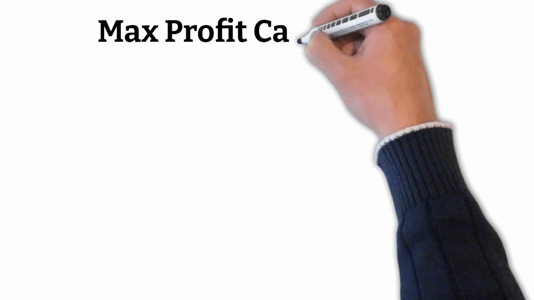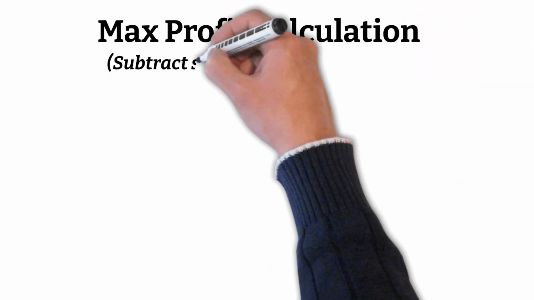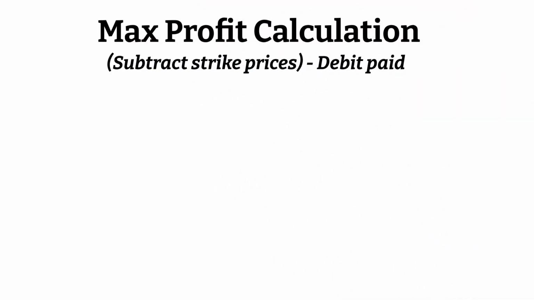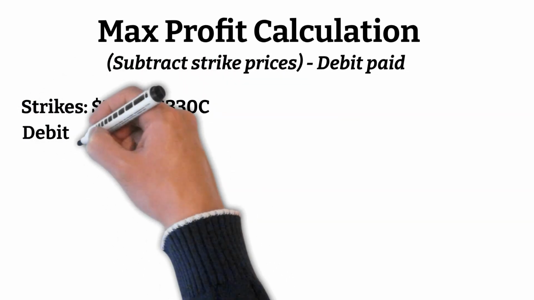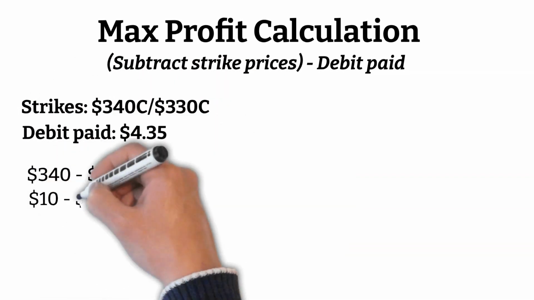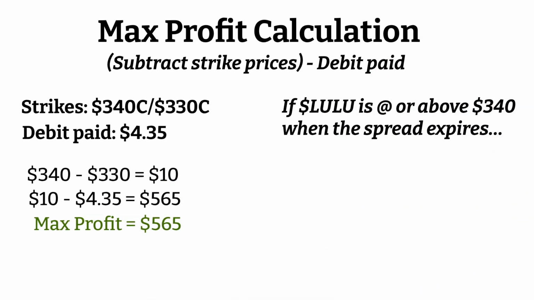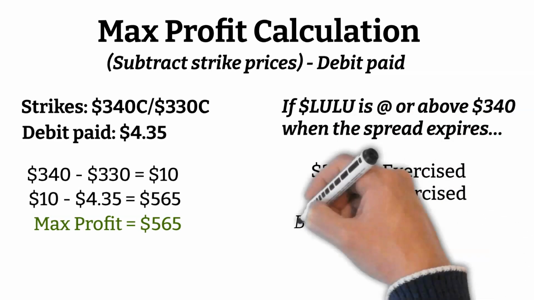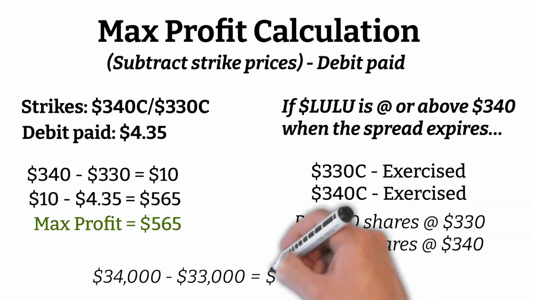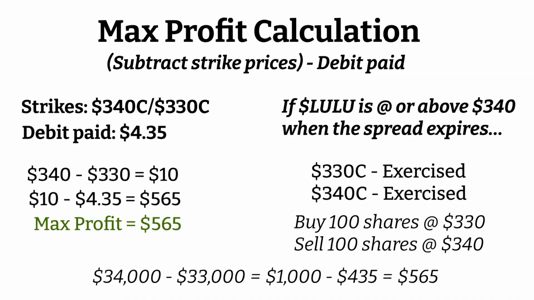In order to find the maximum profit for your trade, you would subtract your strike prices and then subtract the debit you paid for the spread. The maximum profit for the spread would be $565. In order for your spread to reach maximum profit, the share price of Lulu would have to be at or above $340 when the spread expires. If this happens, both of your options execute and you would buy 100 shares for $330 and sell them for $340, and the only cost to you was what you paid for the spread.